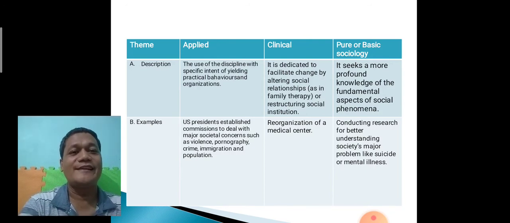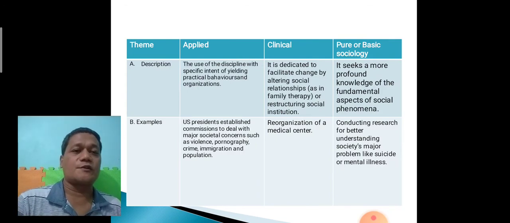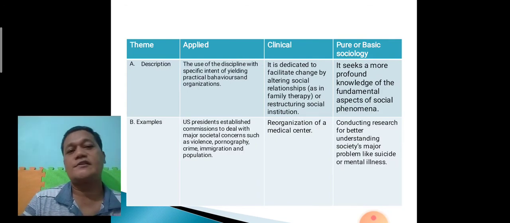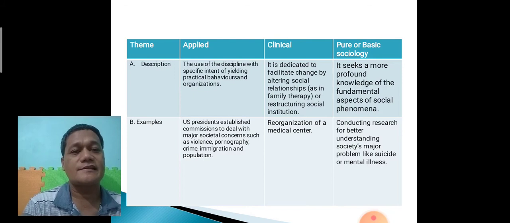So, we have the theme and the description and examples. So, daanan na lang natin siya, different levels of sociological analysis. So, we have applied, clinical, and pure or basic sociology. So, yun yung tama ring pagkakasunod-sunod. Yung development ng sociology, so dito na tayo sa part ng sociology, ay kasabay yung different approaches o basic analysis ng society. So, we have applied, clinical, and pure or basic sociology.